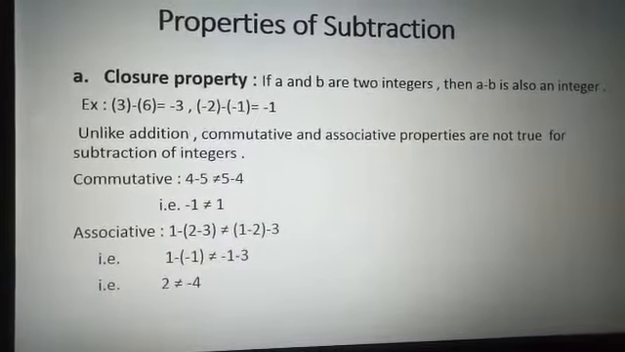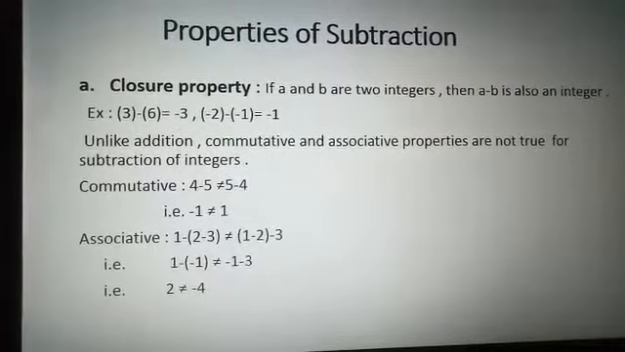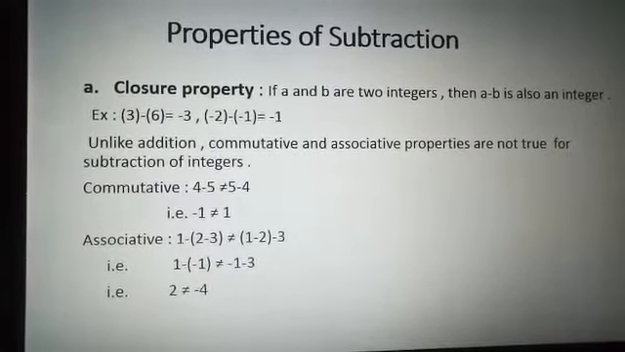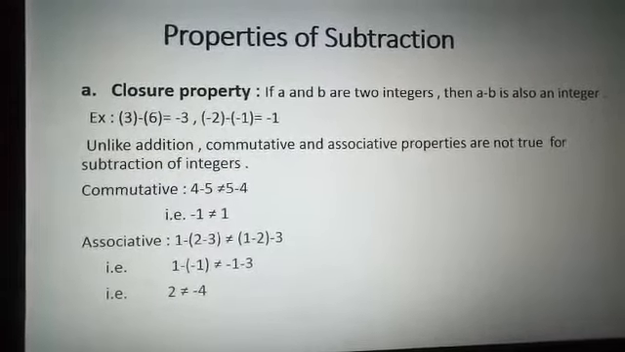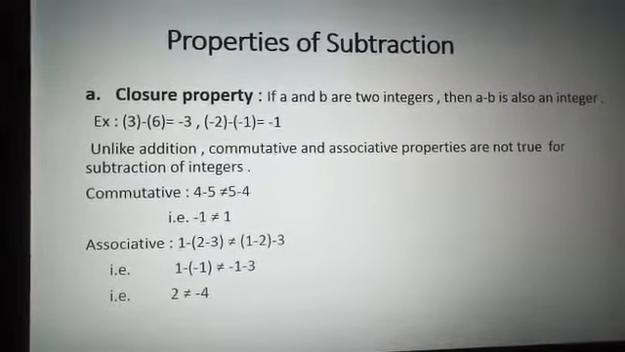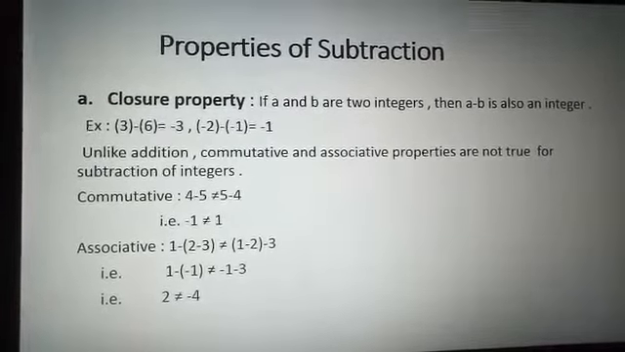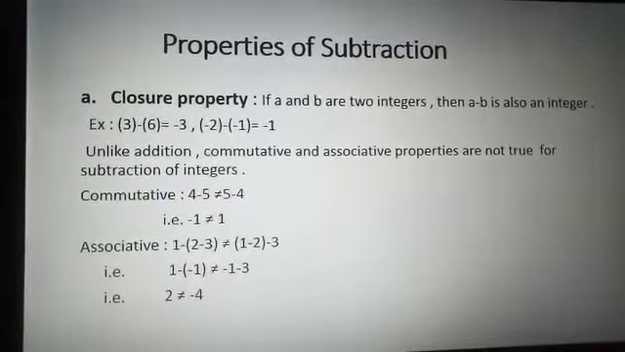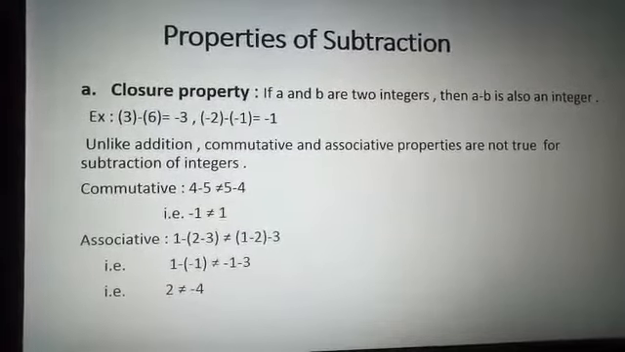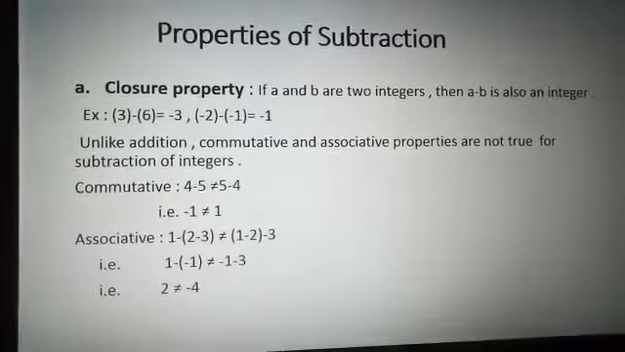That means it is closed under subtraction. Now see the second example. Minus 2 and minus 1, both are integers. Now if we take the subtraction between them, that means minus 2 minus minus 1, you will get the answer minus 1, and minus 1 is also an integer. Okay, understand? That means it is closed under subtraction.